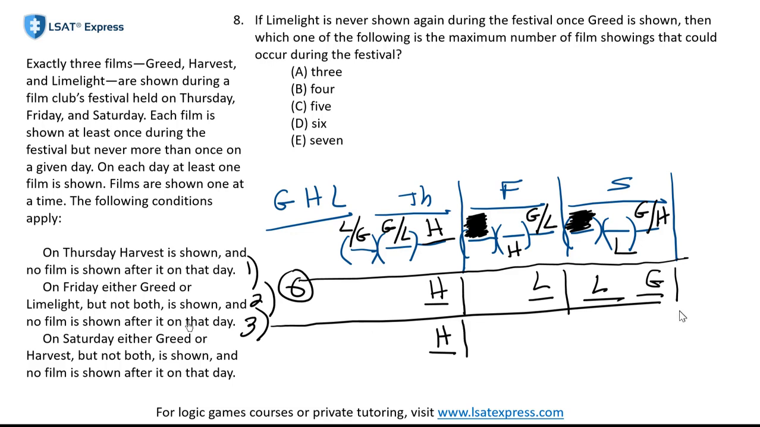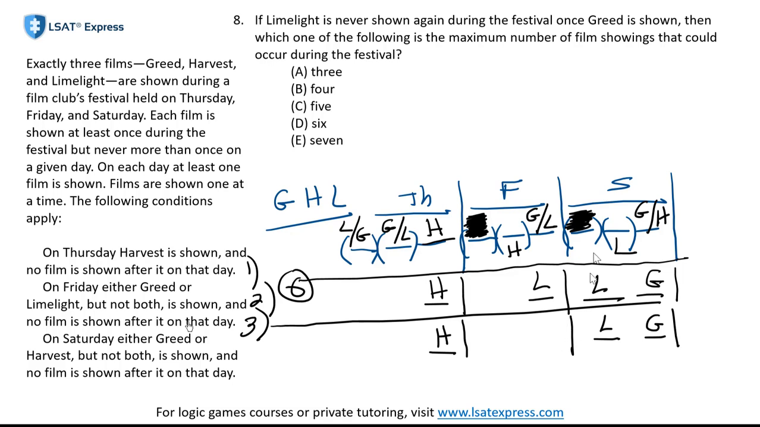If I want to maximize the number of films, I'm going to put G last on Saturday. So let's write it over here. G is last. That's how you can maximize the number of L's. And now let's do that. We'll start with Saturday and work our way backwards. So Saturday, L could be the first film on Saturday.